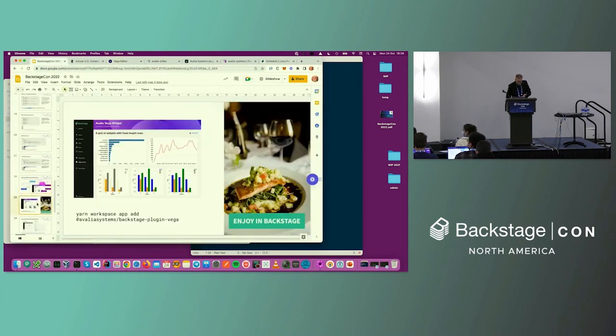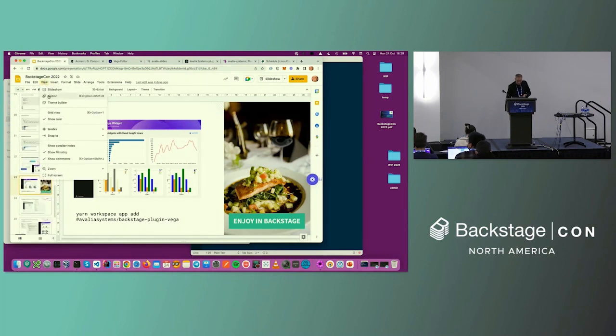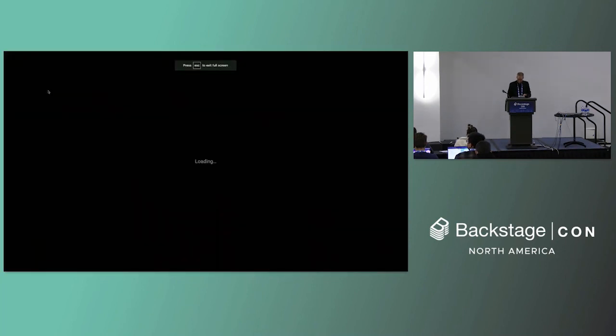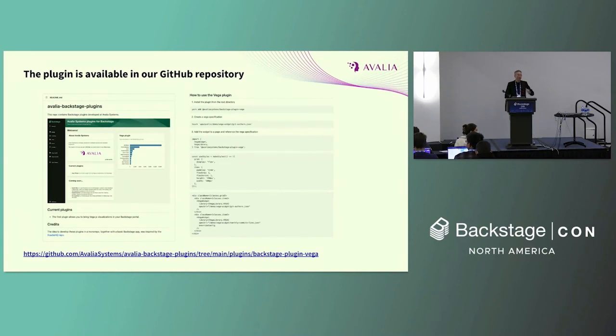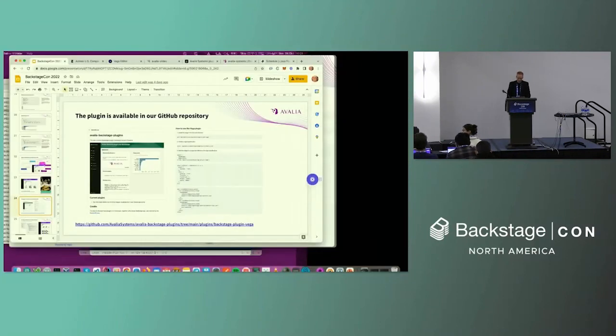So to conclude, because the question was, if I have these visualizations, what can I do with them in Backstage? We've created a plugin that you can use. It's open sourced. You add it to your Backstage installation, and then in your page or in your tab, you just add a fragment where you reference your Vega specification, you specify the size of the widget, and it will appear in your portal.